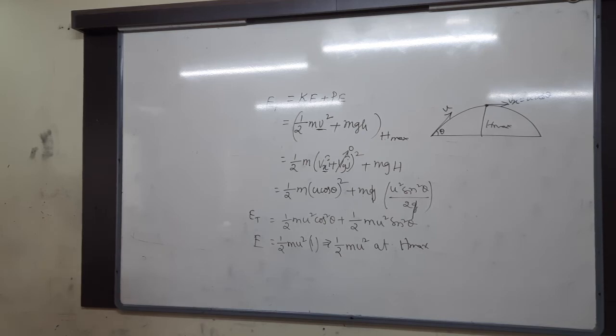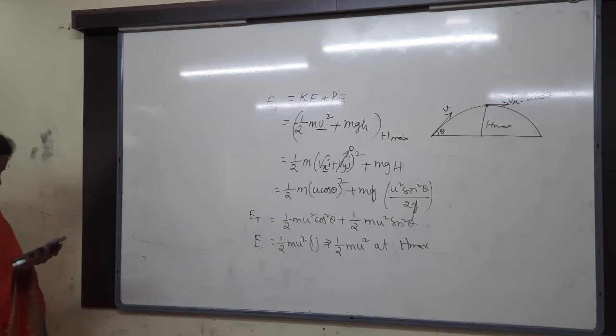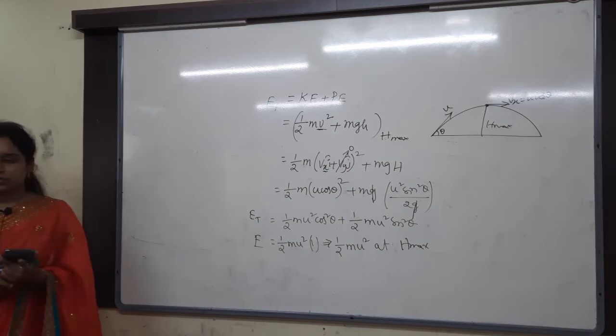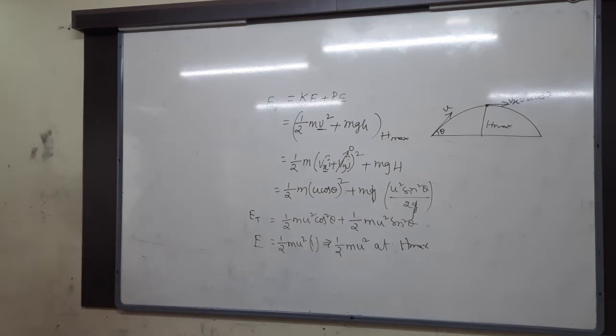Find at what value of theta the range of the projectile is equal to maximum height. What is that? 45. Yes, ma'am. Range of the projectile is equal to maximum height, I said. Nothing but R is equal to H.